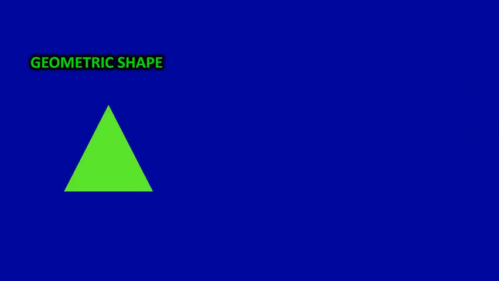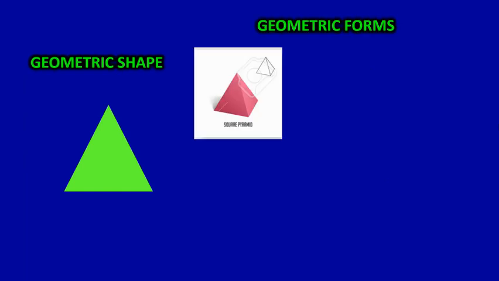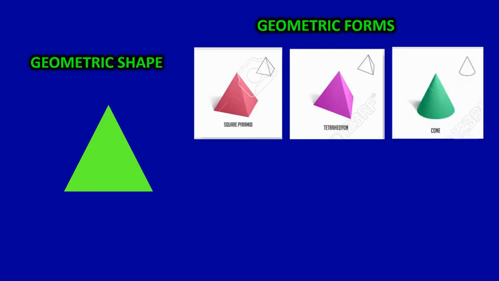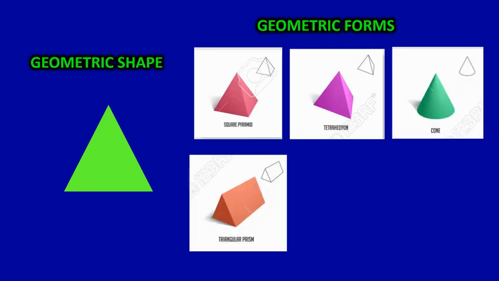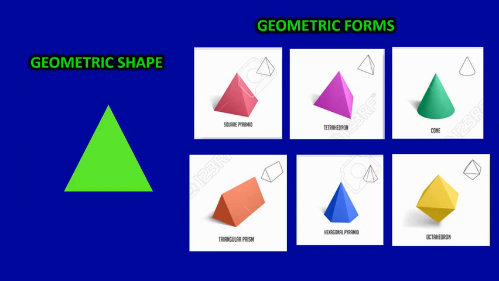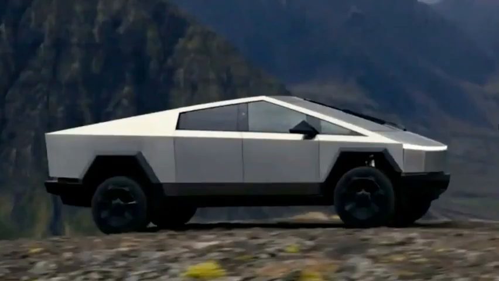All right, and then if you have a triangle, what would its form be? Well, you can make a pyramid out of it, like a square pyramid, or a tetrahedron, or a cone, or a triangular prism, or any of these other forms that are triangular in nature. They can all be the form of a triangle, which is a shape. So car manufacturers can use geometric forms in their artwork. Like this Tesla truck definitely uses geometric forms and shapes in the design of the truck.